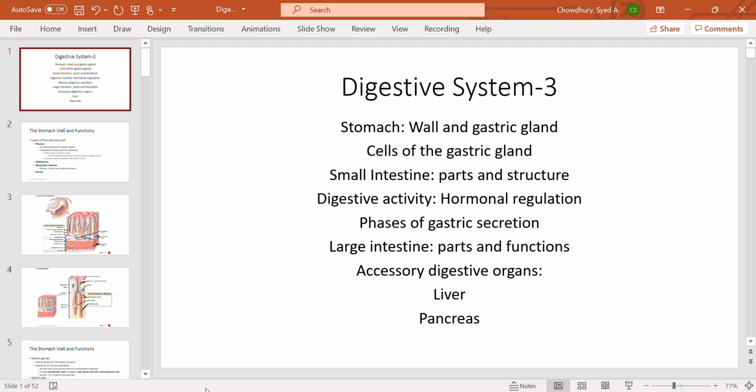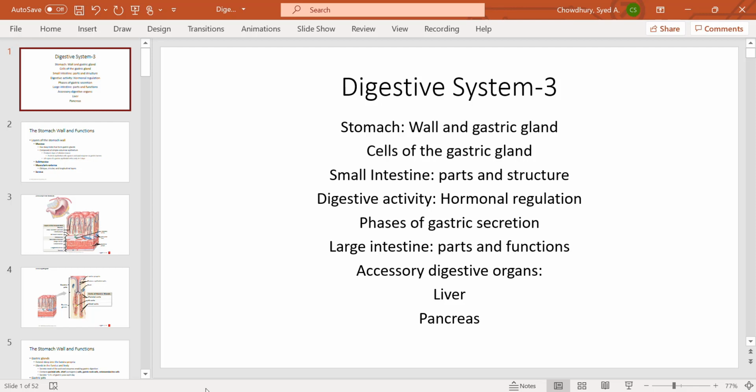We will talk about the small intestine, parts of the small intestine, its function. Then we will talk about the regulation of gastric secretion and motility or contraction or movement. Then we'll talk about the phases of gastric secretion. There are three phases of gastric secretion. We'll see what are those three phases. Then we'll talk about the large intestine, parts of it and functions.